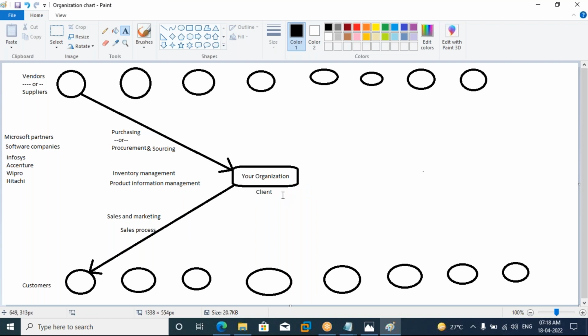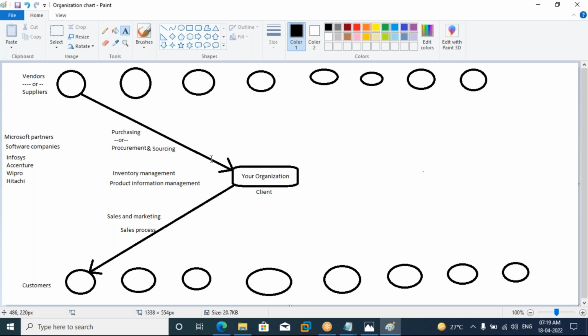Okay, so this company is called the client, and these companies are called vendors or suppliers. These companies are called customers. You will purchase the material, you are selling the material. To purchase this material, we need to understand the procurement and sourcing module. To sell this material, you need to understand sales and marketing, inventory management, and procurement and sourcing. Sorry, product information management. All these modules are part of T&L.